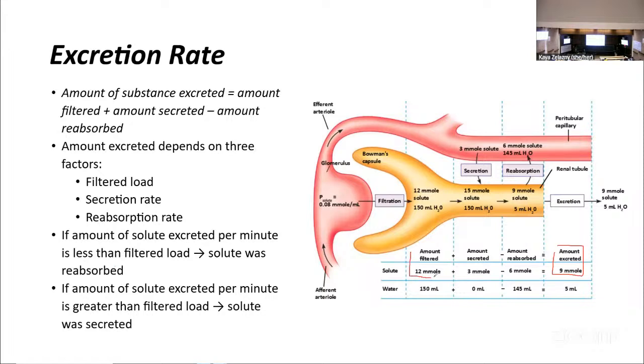And so here we see a situation where we have 12 millimoles of a solute filtered, that filtered load up here at the beginning of our nephron. And we can see that in the urine here, we have our amount excreted as 9 millimoles, right? So we can tell that we didn't keep all that solute that we filtered, all right? So some amount of it was surely reabsorbed. In this case, we also had an amount that was secreted, but less than the amount reabsorbed, which is why this excretion number went down. Okay, so we'll pick up here on Wednesday with an example.